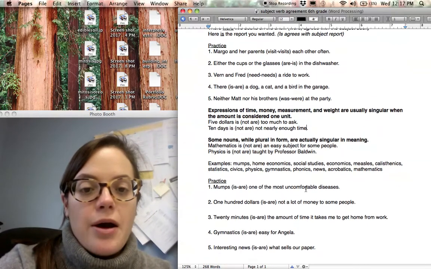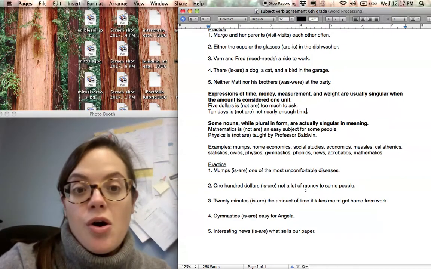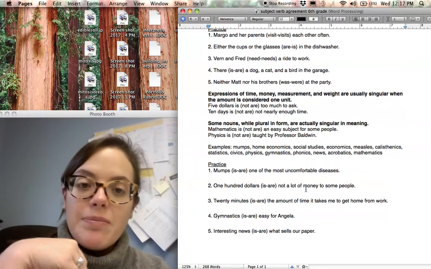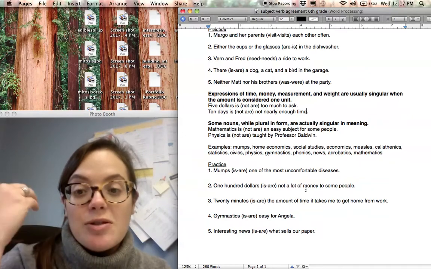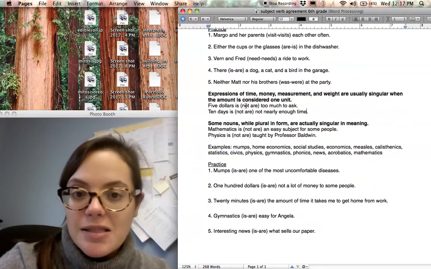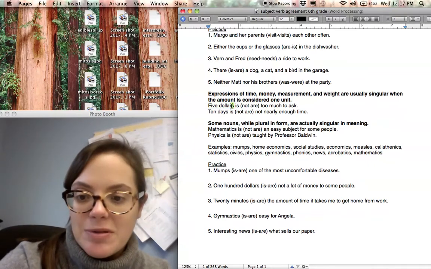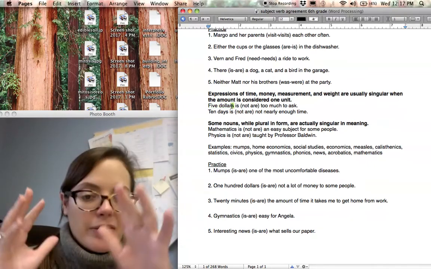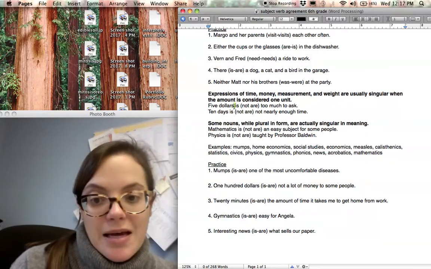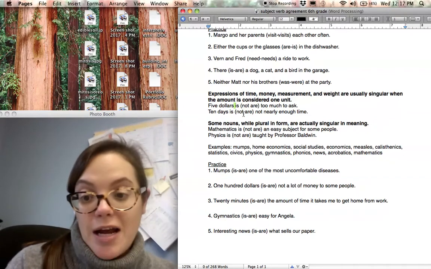So a couple more things to know. When we talk about an amount, like time, money, measurement, or weight, they're usually going to be viewed as singular, because we're usually talking about them as one unit. Like when I say $5 is too much to ask, $5, even though it's got that S on the end, so it seems plural, I'm talking about it as a unit. I'm not talking about the 5 individual dollars. I'm talking about the amount as one unit. So even though it's got the S on the end, we're still going to consider it as singular. So $5 is not too much to ask.